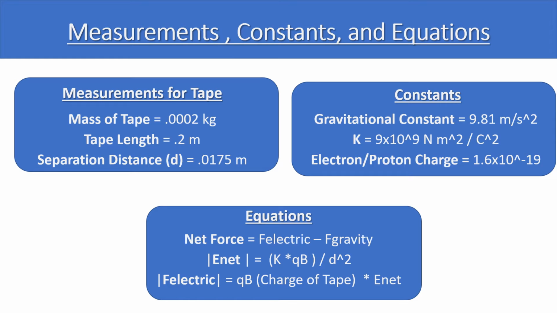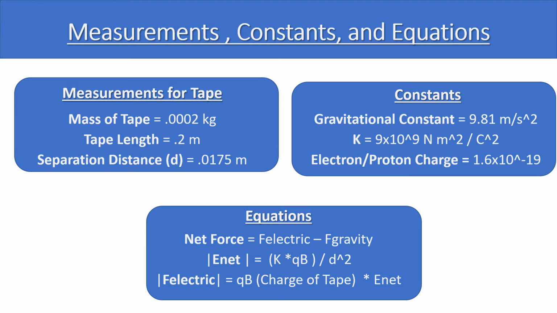For calculations, we must set some boundaries. The measurements for our tape include the mass of it, which is 0.002 kilograms, the tape length, which was equal to 0.2 meters, and the separation distance between our two interacting U-tapes that we did in the experiment, which was equal to 0.0175 meters. The constants used in this mathematical basis are that the gravitational constant was equal to 9.81 meters per second squared. The electric constant is equal to 9 times 10 to the 9th newton meters squared per coulomb squared. The electron-proton charge magnitude is equal to 1.6 times 10 to the negative 19th.